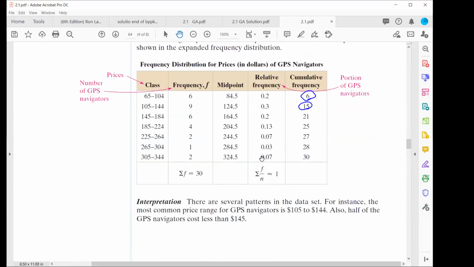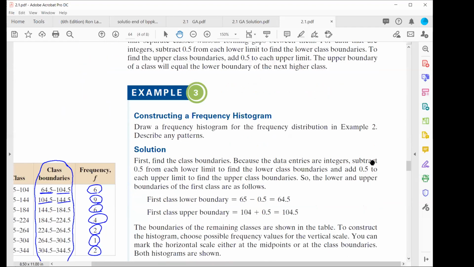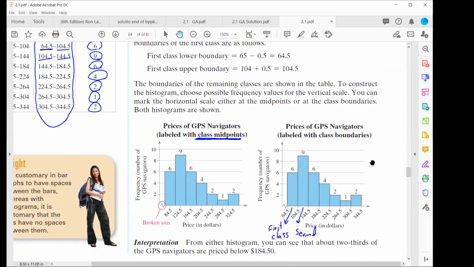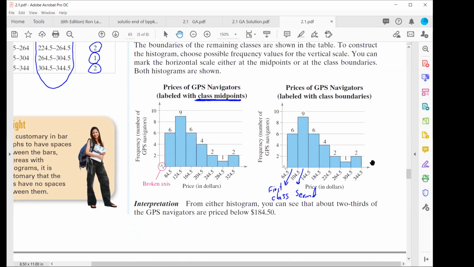Very well. So the relative frequency of the first class is 20%. Then the relative frequency of the second class is 30%. The relative frequency of the third class is 20%, and so on. So we are using relative frequencies instead of frequencies that we used before. If you use your frequency on the vertical axis, you just have your frequencies without percentage, without decimal.